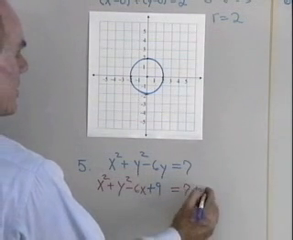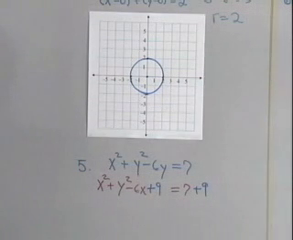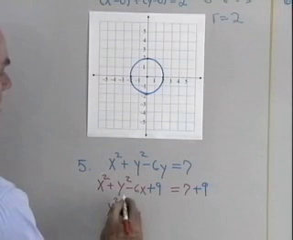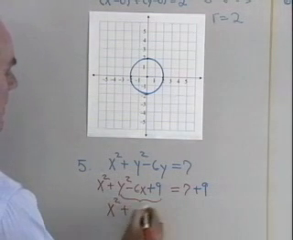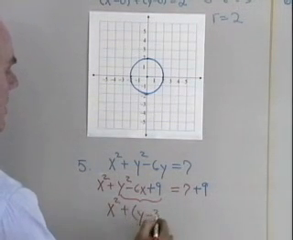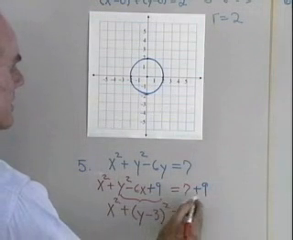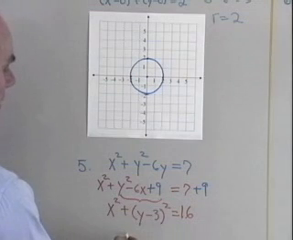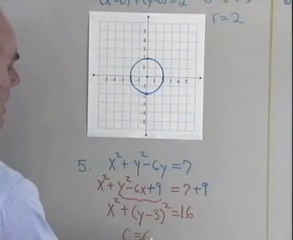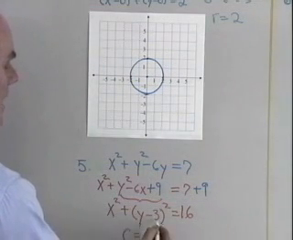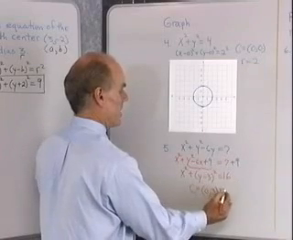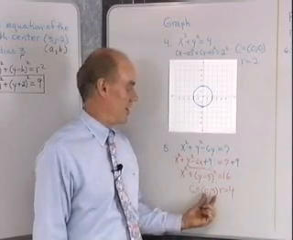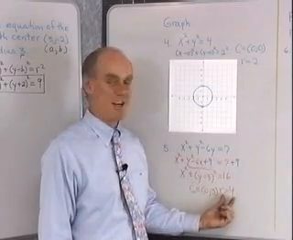If I add 9 to one side of the equation, I have to add 9 to the other side also. So I end up with x² plus this then becomes (y - 3) quantity squared, and this side is 9 + 7, which is 16. So it looks like I have a circle that has a center at x = 0, y = 3, and a radius of 4. So let me see if I can draw this circle now that has a center at (0, 3) and a radius of 4.